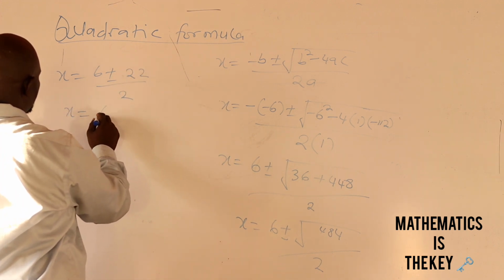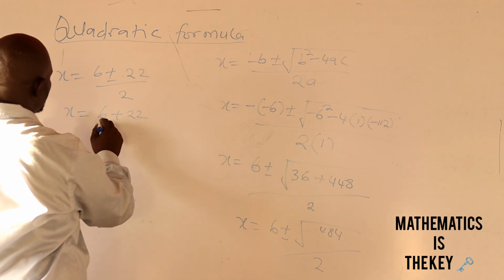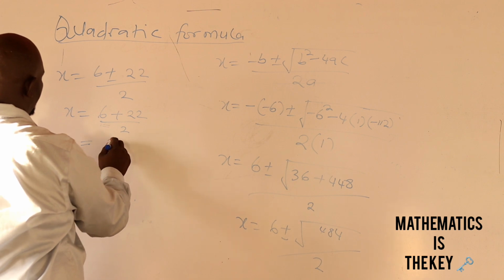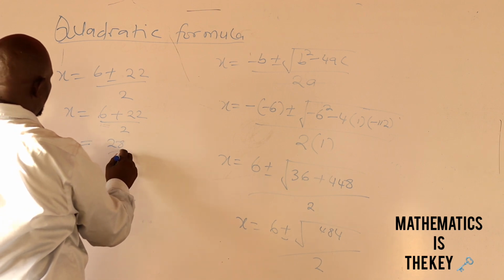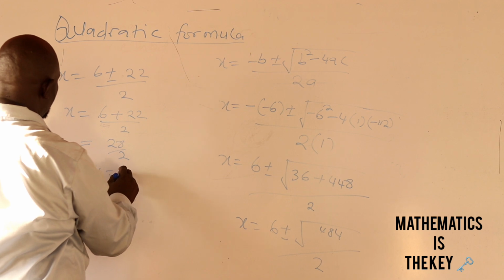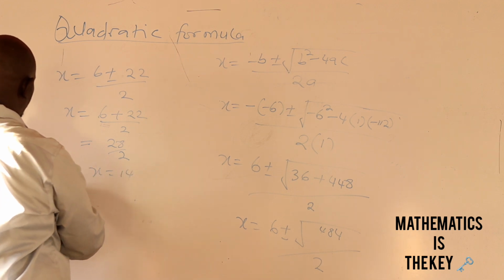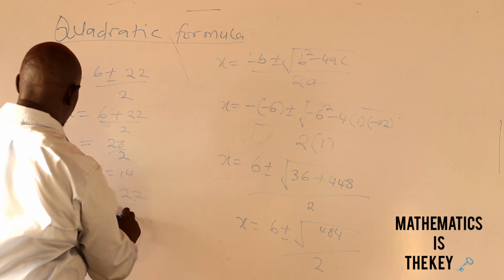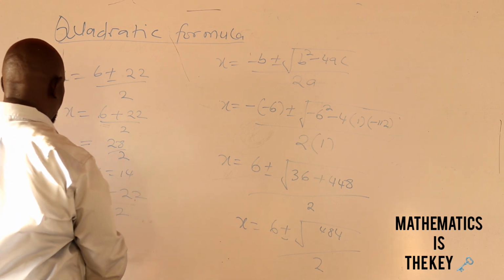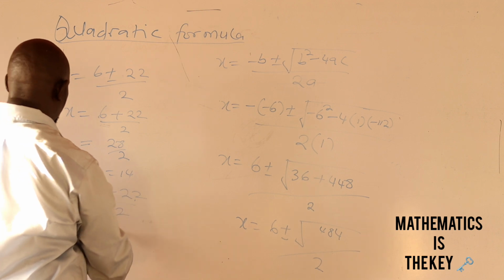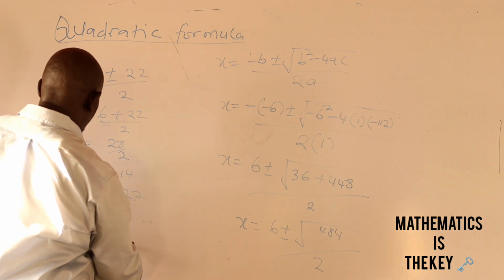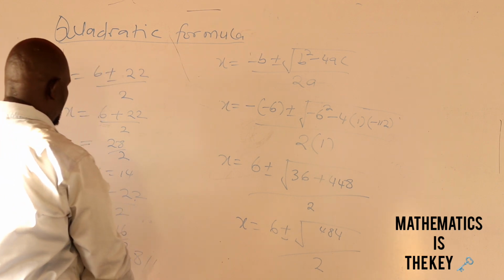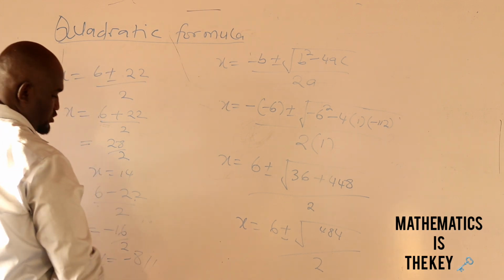So the first value is going to be 6 plus 22 all over 2. This is the same thing as 28 all over 2. So we have x as 14. Then the other value is going to be 6 minus 22 all over 2. So x is going to be 6 minus 22 is minus 16 all over 2. So we have x is equal to minus 8. So minus 8 and 14 are the solution to the equation.